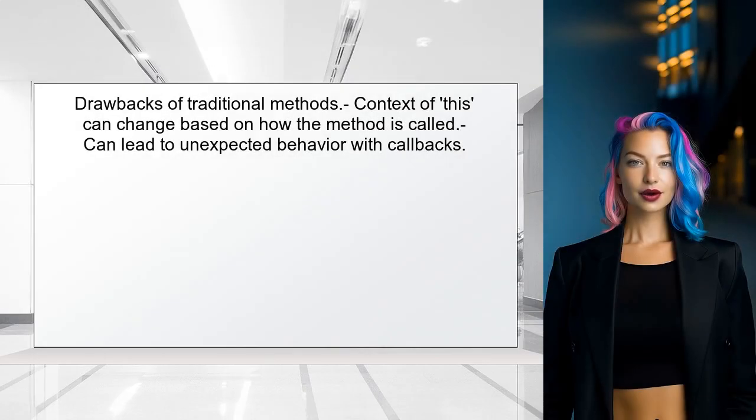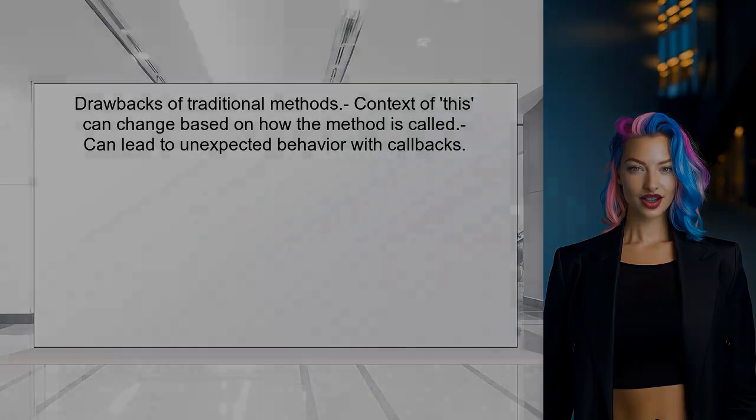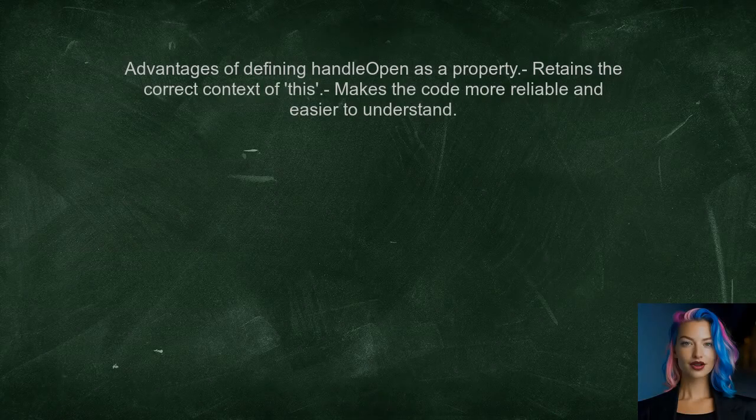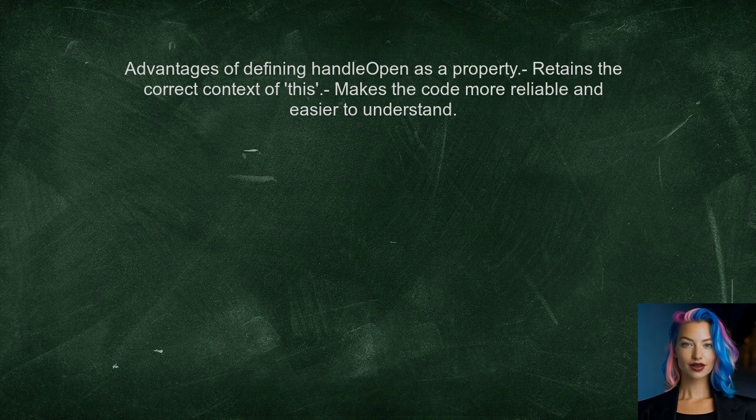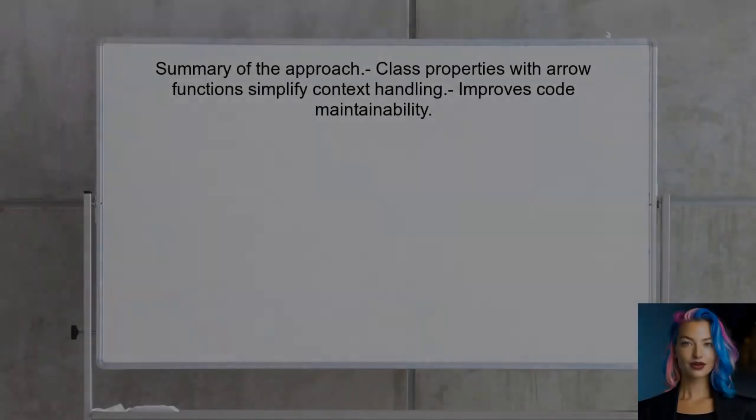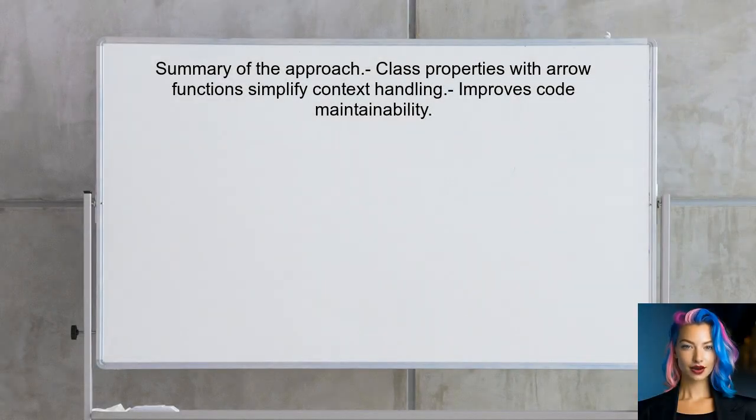In contrast, if handle open is defined as a traditional method, the context of this can change depending on how the method is called. This can lead to unexpected behavior, especially when passing the method as a callback. By defining handle open as a property with an arrow function, the user ensures that the method retains the correct context, making the code more reliable and easier to understand. In summary, using class properties with arrow functions is a modern approach in JavaScript that simplifies handling context and improves code maintainability.